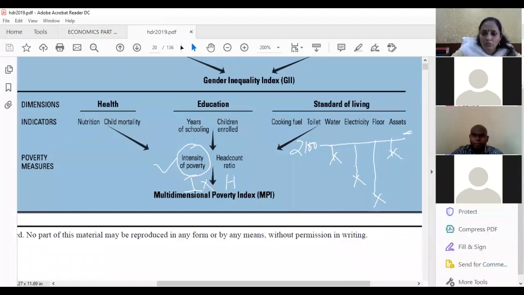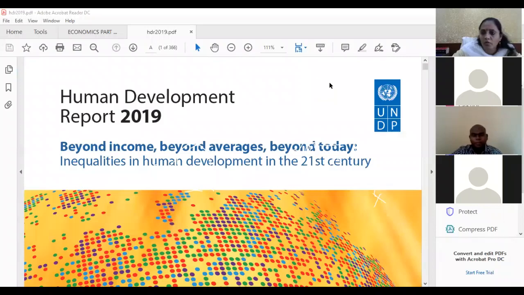I am just trying to. Multidimensional poverty index is also a negative index, of course. If you have more poorer, the percentage will be more.